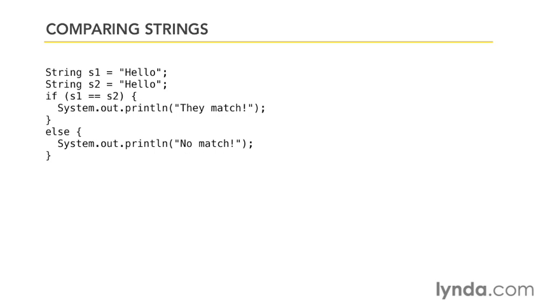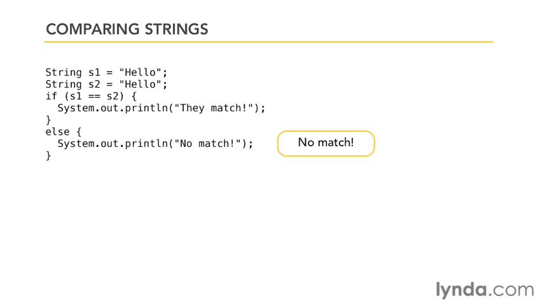In some languages, such as JavaScript, you would get a match, because in those languages they're comparing the values of the strings. But in Java, a string is a complex object, and with complex objects, the double equals operator is comparing whether they are the same object, not whether they have the same value. And so this evaluation would result in the output "no match".